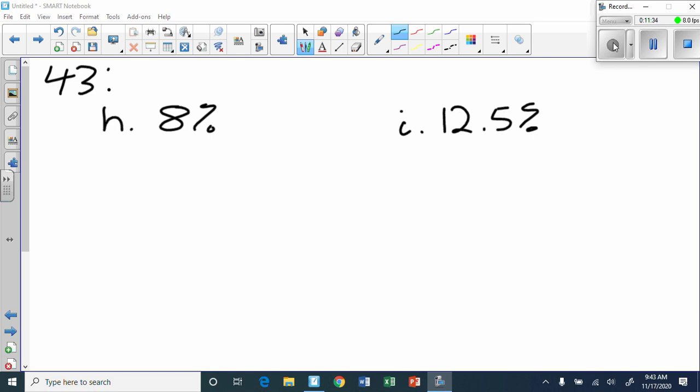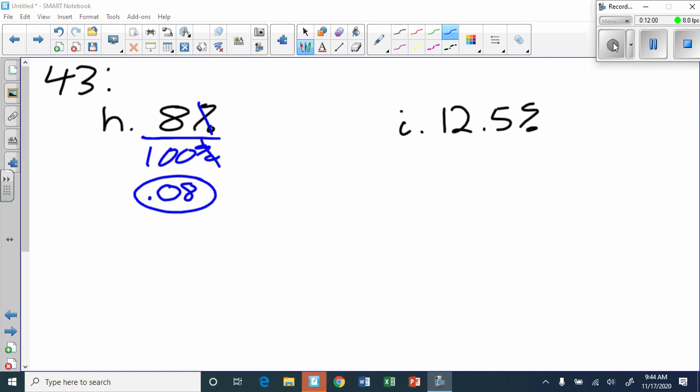How do I change any percent into a decimal? Divide by 100%. So I'm going to take this, I'm going to divide by 100%. Percent signs cancel. 8 divided by 100 becomes 0.08. Show me the work. You should not just have an answer. There should be work on every one of these. Okay?